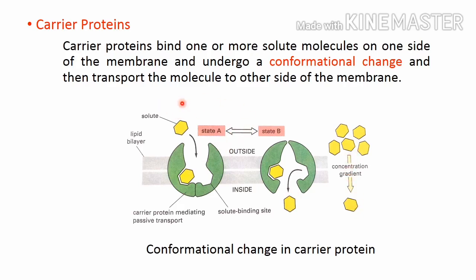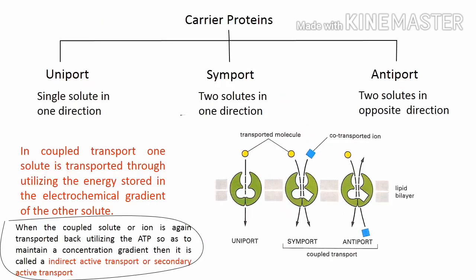It means carrier proteins bind the molecules where their concentration is high, and then transport these molecules towards their low concentration area. Hence it is represented by this diagram: state A is when the carrier protein binds the solute, and then it undergoes a conformational change to state B, and then transports the molecule to the other surface of the plasma membrane. So this is a carrier protein that undergoes a conformational change.